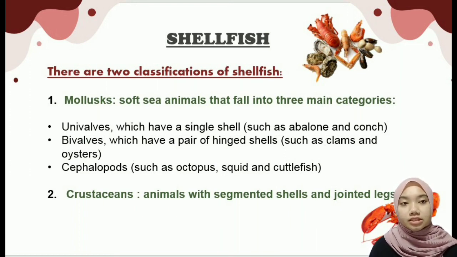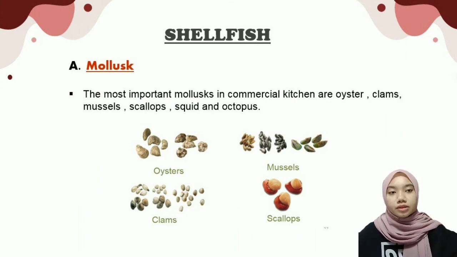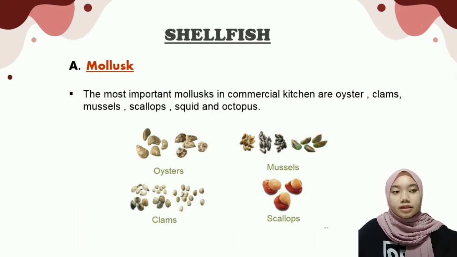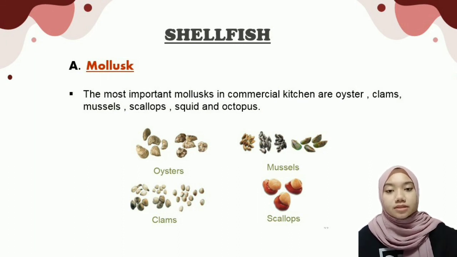The second classification of shellfish is crustaceans. Crustaceans are animals with a segmented shell and jointed legs. Mollusks. The most important mollusks in the commercial kitchen are oysters, clams, mussels, scallops, squid, and octopus.